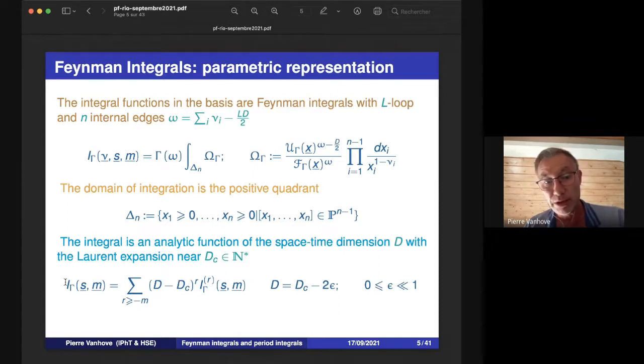So for some integral depending on the loop order L, in 4 dimensions, it would be like 1 over (D minus 4) squared times something, plus 1 over D minus 4 times something, plus etc. So it's a Laurent series.